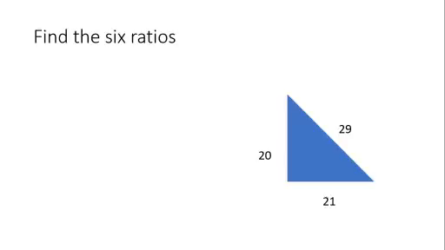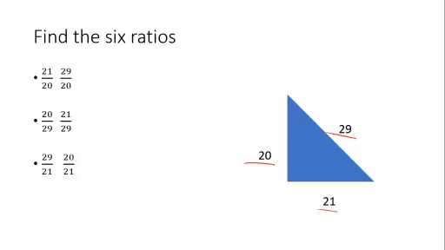When you do these, you can just keep them as their fractions. You don't have to reduce them if you can reduce them. So our 6 would end up being 21 over 20, 29 over 20. As you see, I picked the first group, and I had this 20 as my denominator. The next one would be 20 over 29, 21 over 29, with that one as my denominator for the second group. And the last group, I picked the last side as my denominator: 29 over 21, 20 over 21. So those would be your 6 possible ratios dealing with these right triangles.